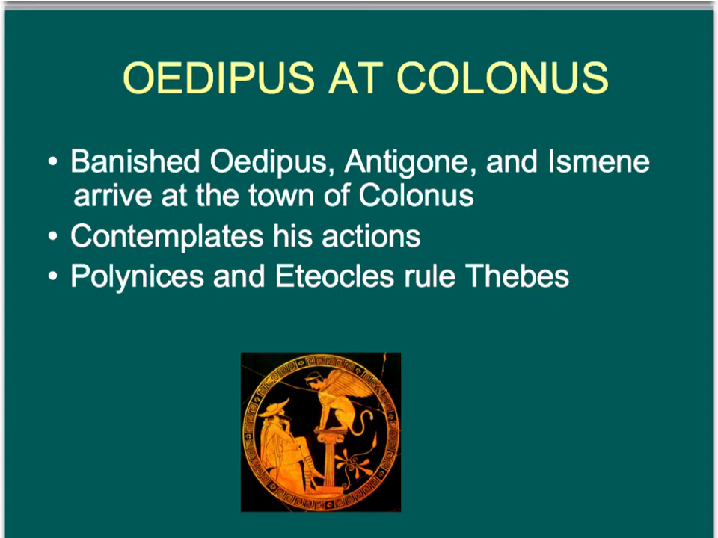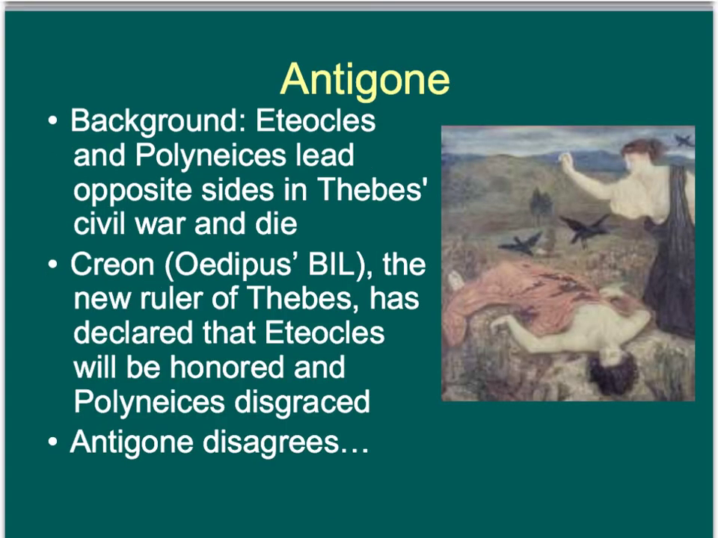Oedipus at Colonus is the second play. It's the most boring of the 3. Basically, the plot line is Oedipus is kicked out of the city of Thebes because of what he did, and he goes to Colonus. He feels really bad. He goes with his 2 daughters, Ismene and Antigone, and the 2 brothers, Polynices and Eteocles rule the city of Thebes. That's essentially the plot of Oedipus at Colonus. It's kind of the filler between the 2.